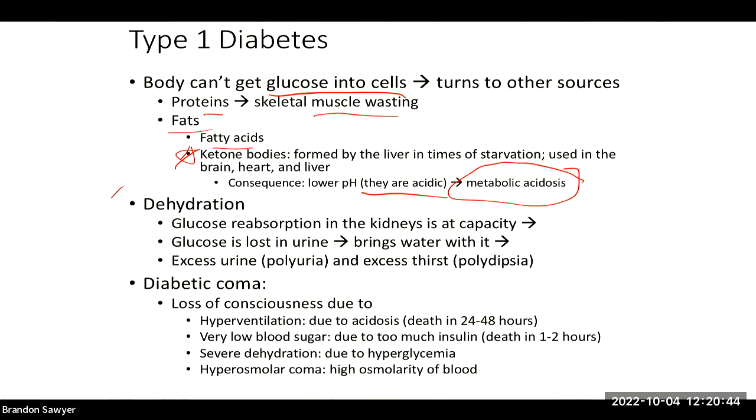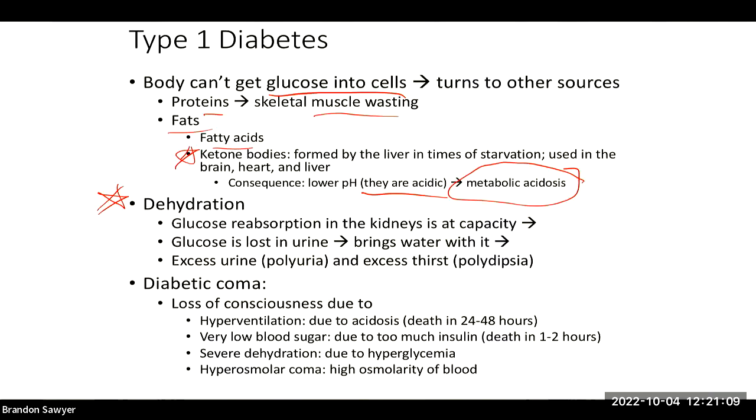So one of the life-threatening parts of type 1 diabetes is the dehydration that occurs. Again, glucose reabsorption is supposed to happen in the kidneys, right? So glucose is filtered into the filtrate with the rest of the fluid, but then those kidney cells' job is to pull all that glucose back, not let it go out in the urine, but they have a max capacity to do that. And if there's so much glucose in the blood, they can't pull all that glucose back.